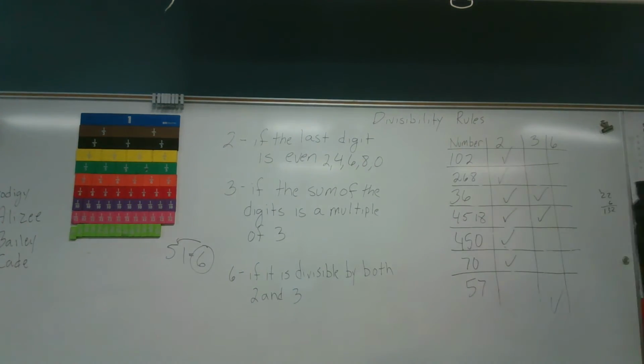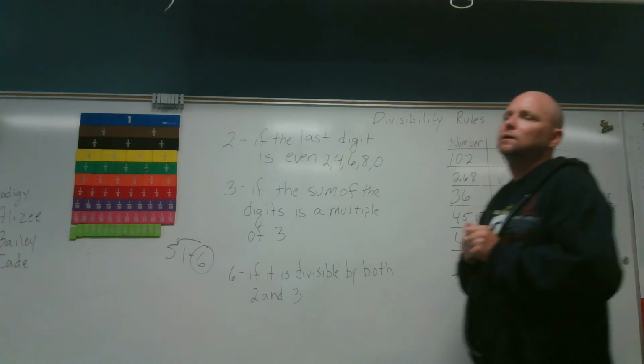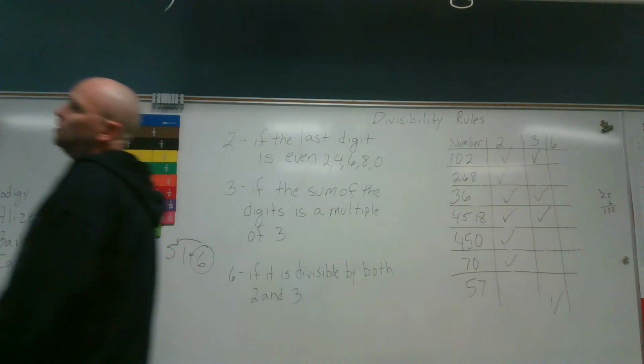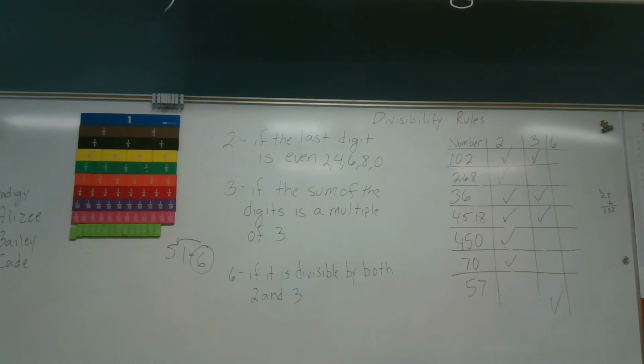Brooklyn, are there any others up there that are divisible by 3? 102. And how do you know, Brooklyn? Because 1 plus 2 equals 3 and 3 times 1 equals 3. Good. 1 plus 2 equals 3, and 3 is a multiple of 3. Therefore, it is divisible by 3.